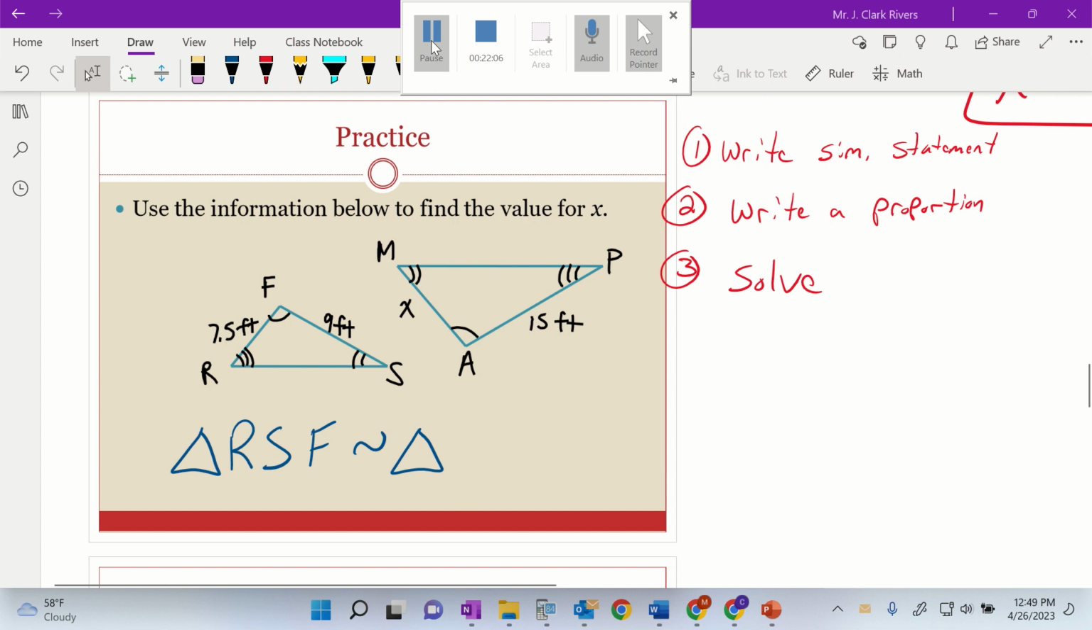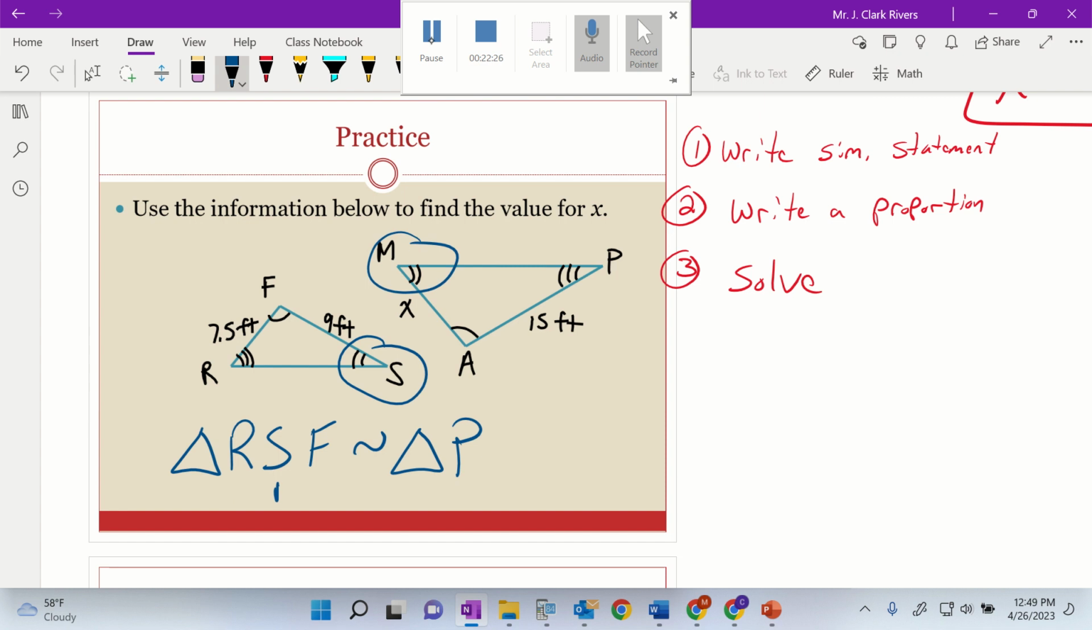All right, so if you're watching the video, triangle RSF, what is R congruent to? R is congruent to P. So if I have R first, I need to have P first. If you didn't put R first, that's fine. Just make sure R is in the same position as P. S, I put second. What is S congruent to? It's congruent to M. So if I put S second, I have to put M second.